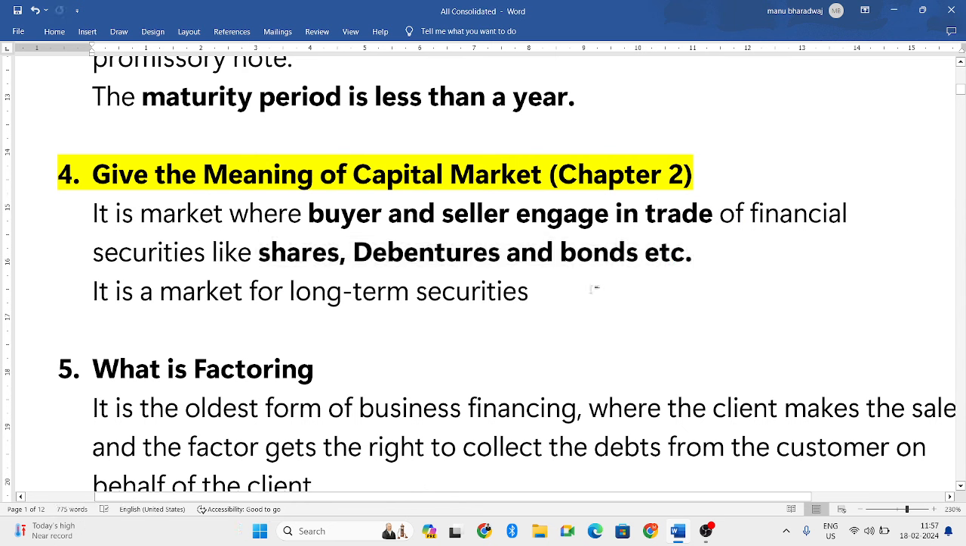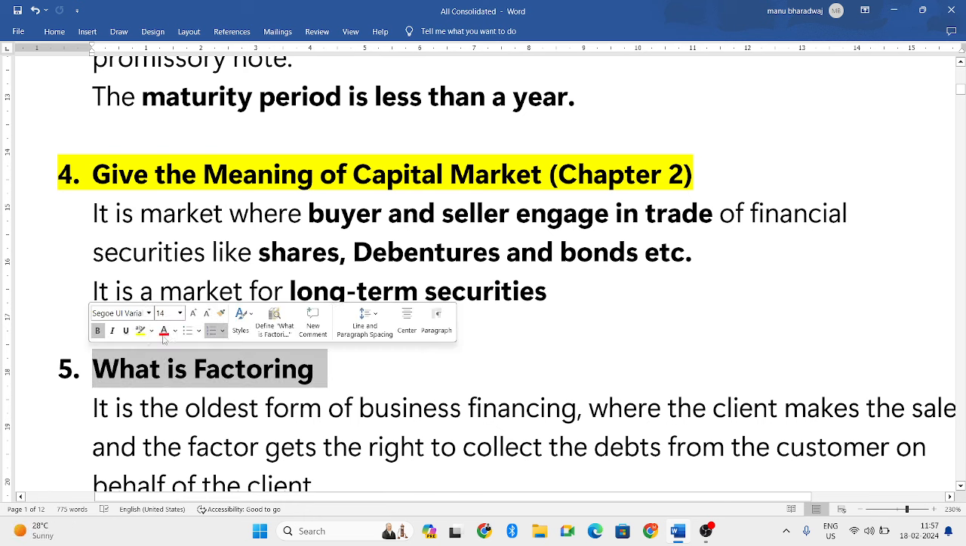These are traded in the capital market, and it's a market for long-term securities. The maturity period of the securities is more than a year. So they mainly deal with long-term securities.